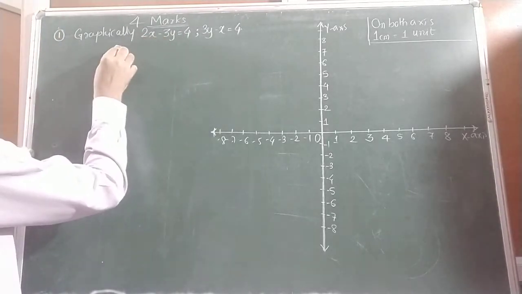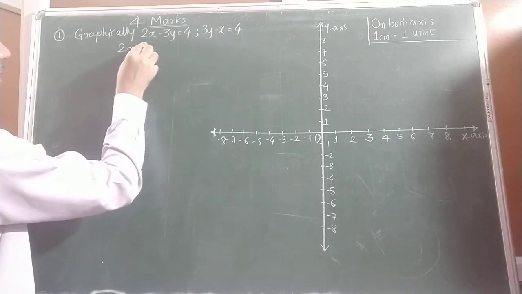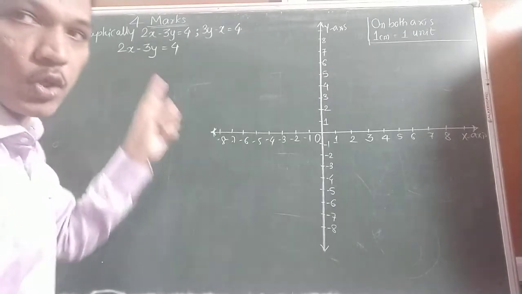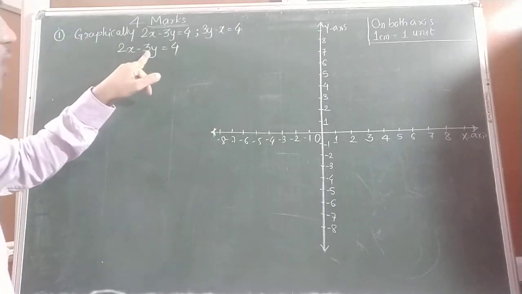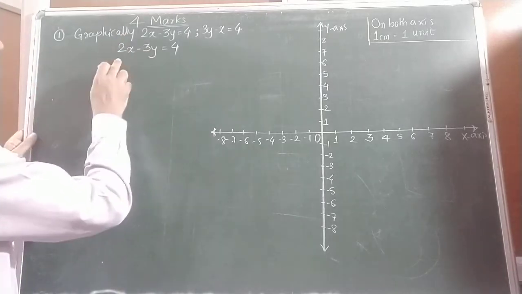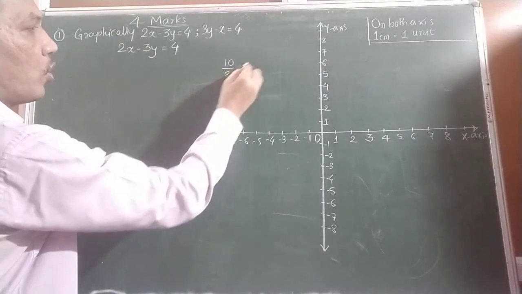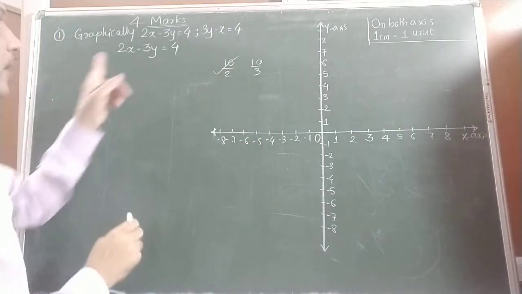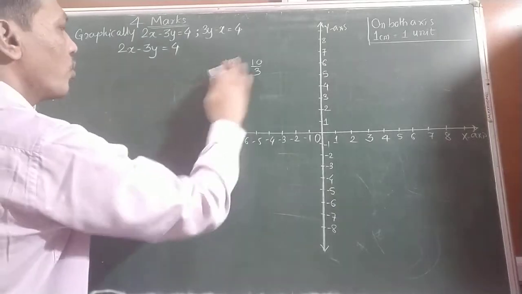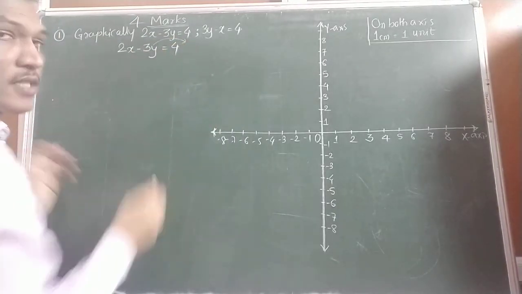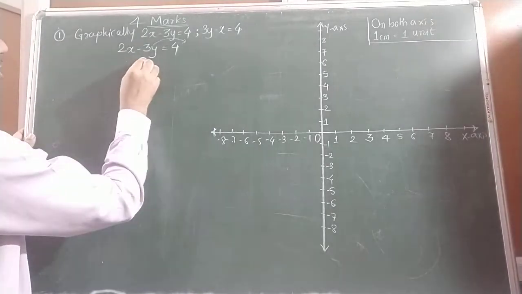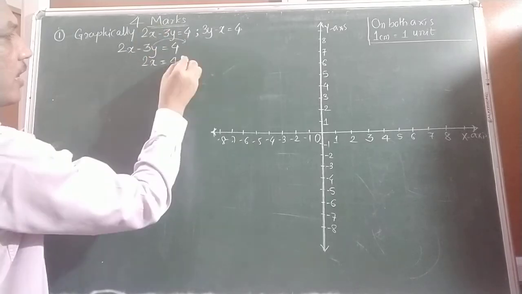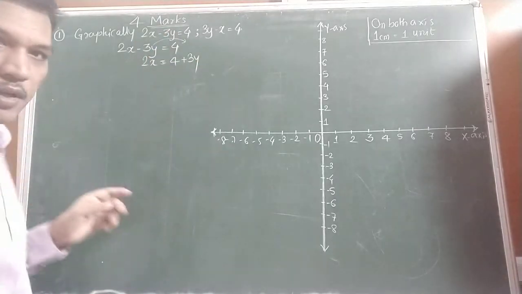This is the first equation. What is the equation? 2x minus 3y = 4. Now there are two coefficients, one is 2 and second is what? 3. So which division is very simple? See, 10 divided by 2 or 10 divided by 3, which is very comfortable? Divided by 2 is very comfortable. So what can I do? I can transfer this 3y to that side. So 2x is equal to 4 plus 3y, minus will become plus, right?